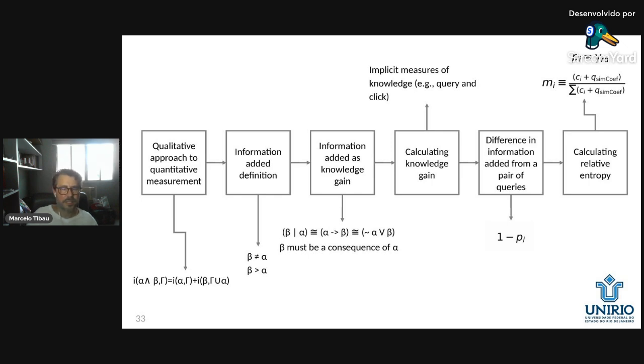MI represents an observation coefficient, and the observation coefficient is based on the implicit measure, click: whether there was a click or not, one or zero, and a query similarity coefficient. I applied the Jaccard similarity coefficient here, but another one could be used. It was a personal decision.